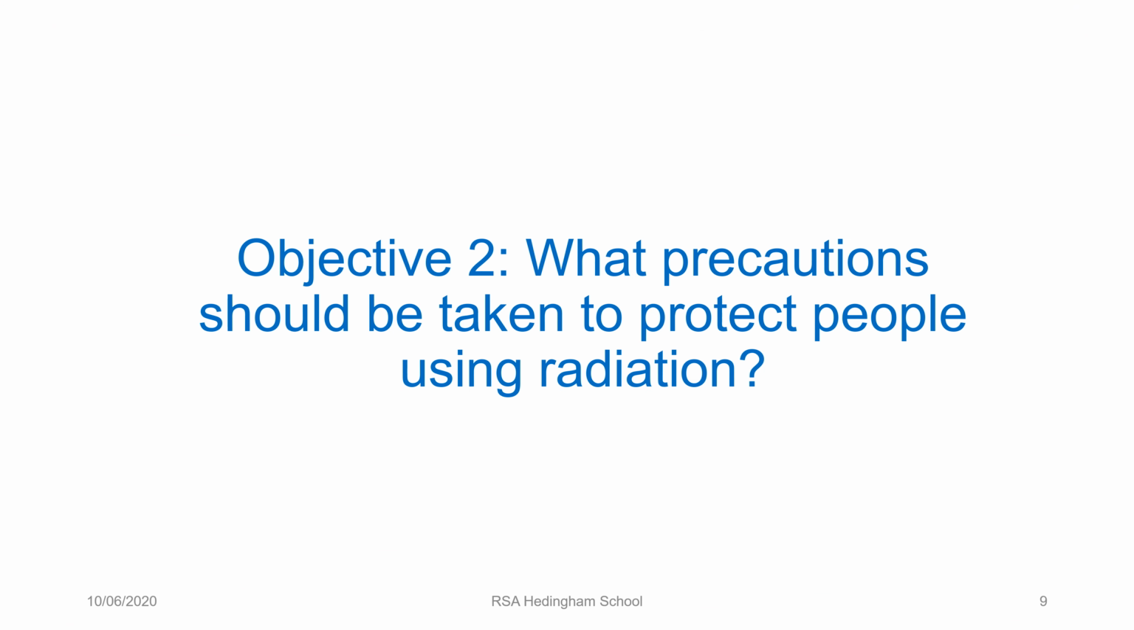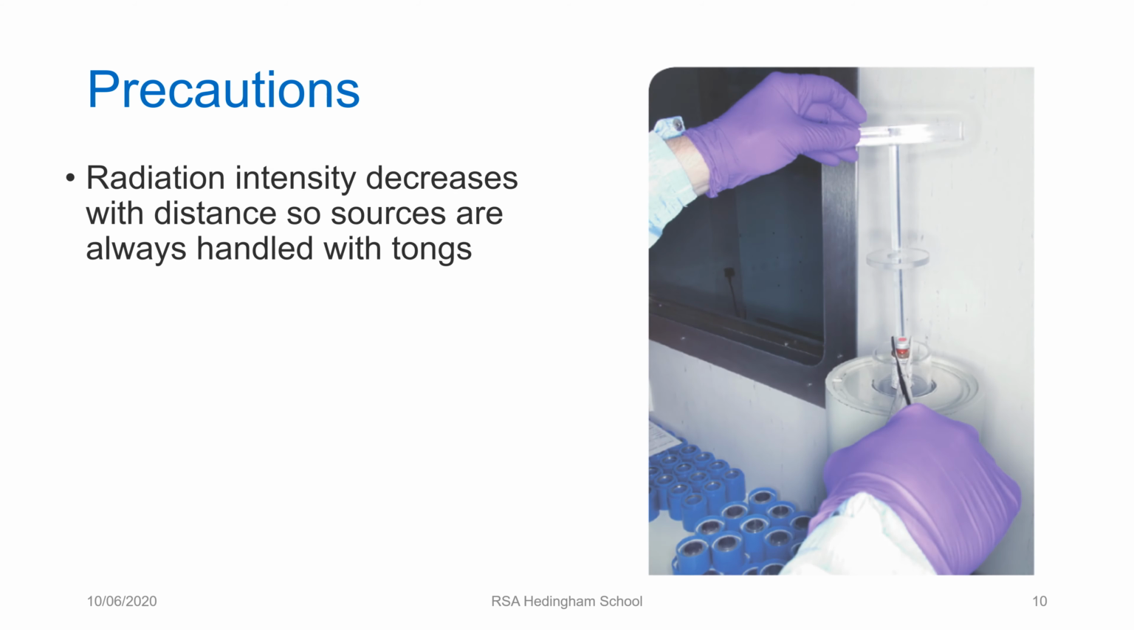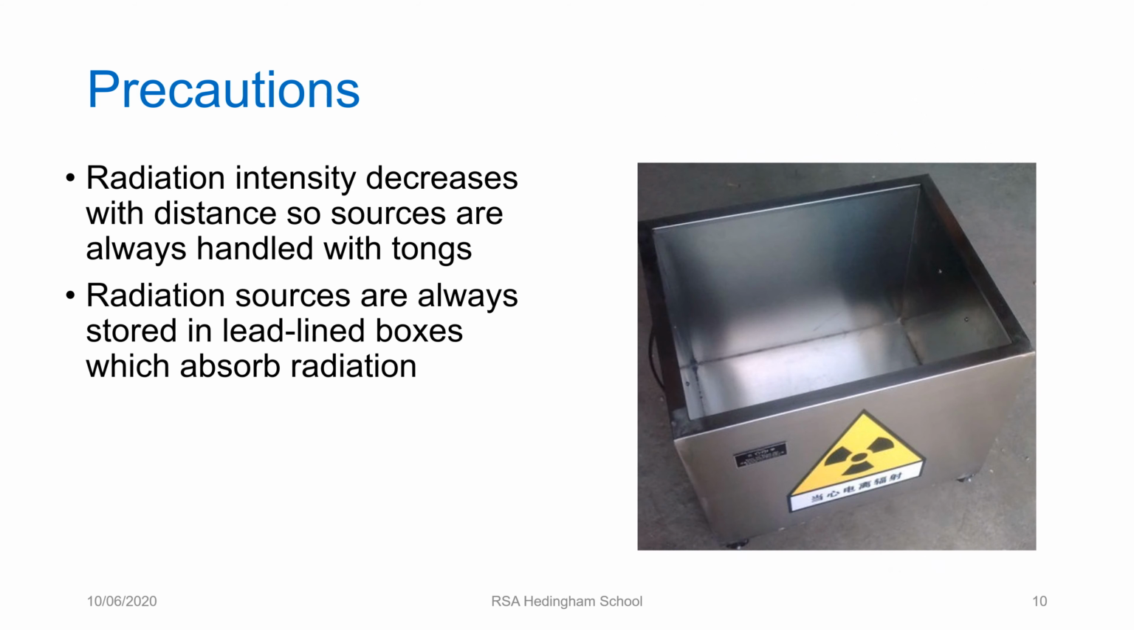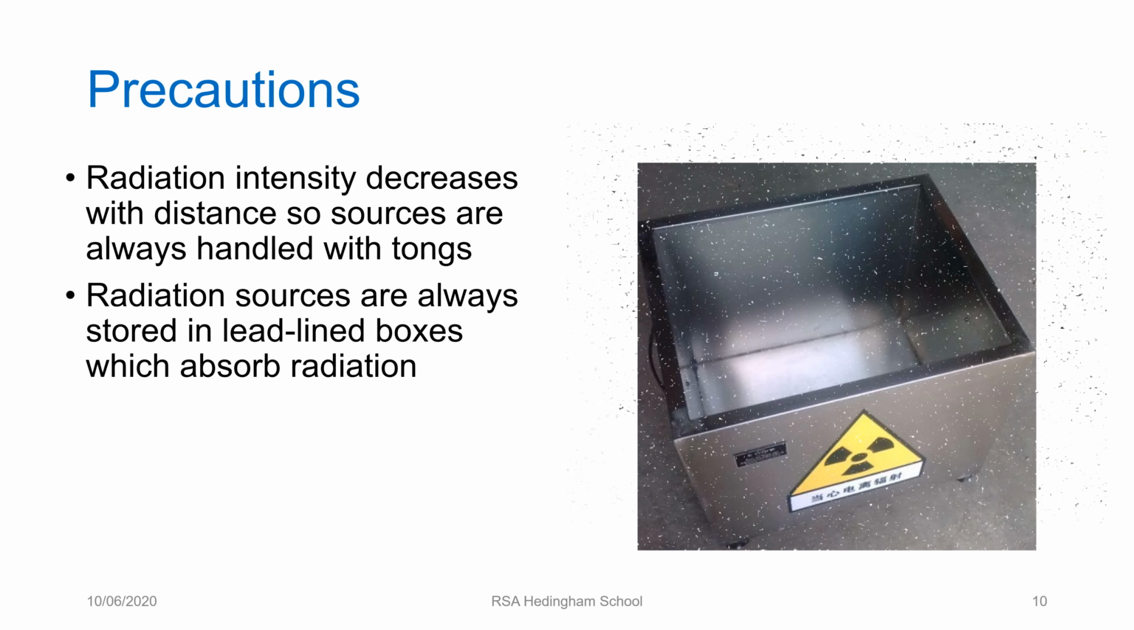Objective 2, what precautions can we take to protect people who have to use radiation? The intensity of the radiation decreases the further away you are from it. So people who have to handle radioactive sources will always use tongs or tweezers to do so. Radiation is stored in boxes that are lined with lead, because lead is a very dense metal and it will absorb all of the alpha, beta or gamma radiation.